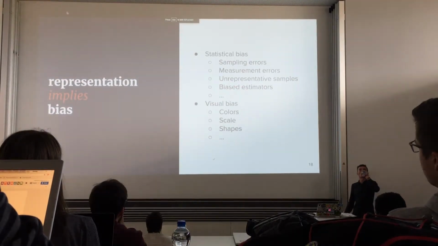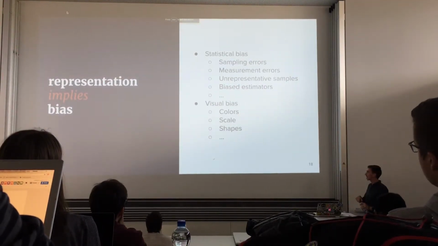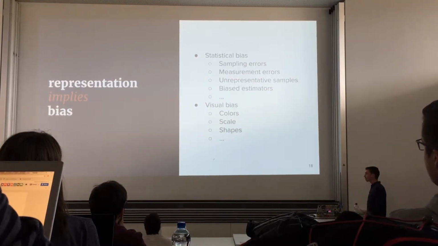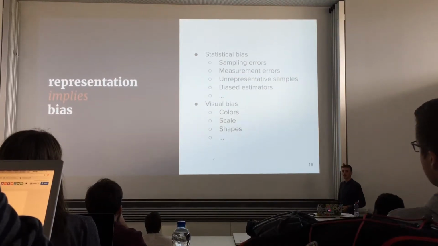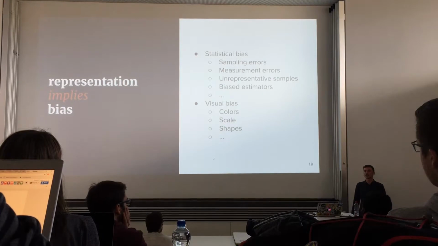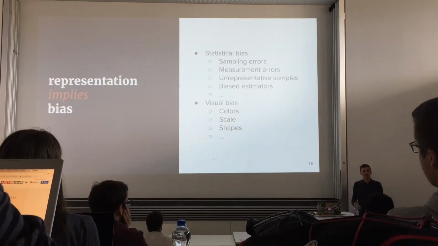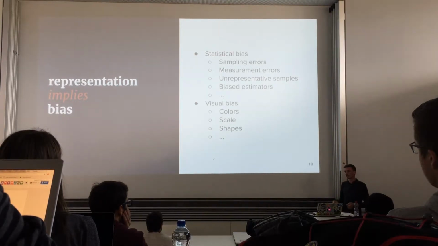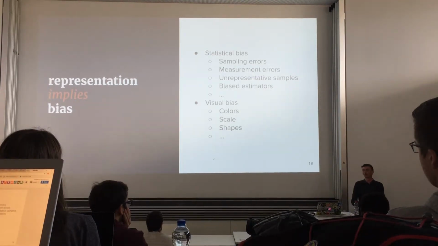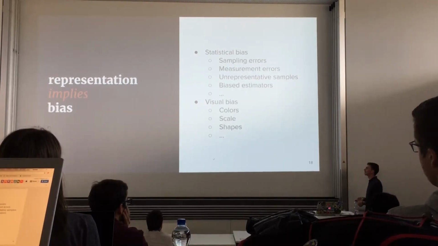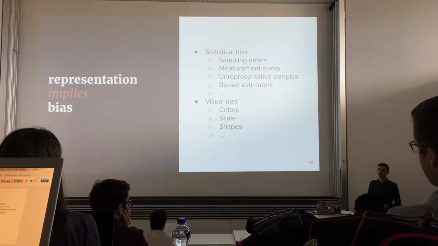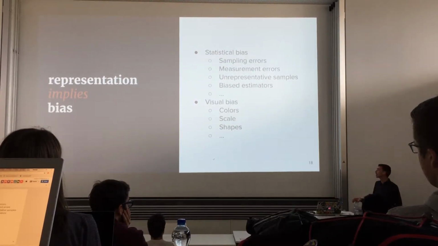So this is kind of the takeaway message. Representation implies bias. Every time you represent data, it won't be universal. Your data doesn't speak for itself. You make a choice, you interpret it, and you choose the metrics you use to interpret that data. So that's something that you really need to take into account when you're doing a visualization or when you're looking at one. Be critical.